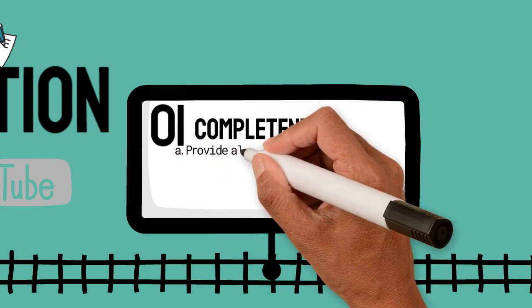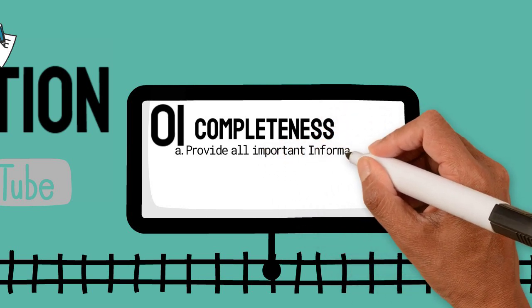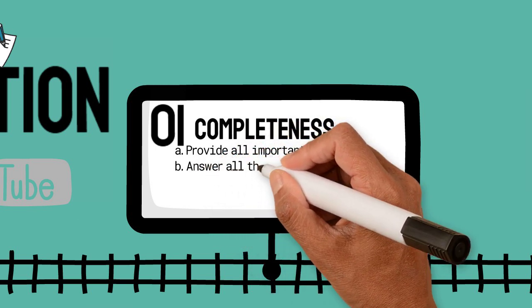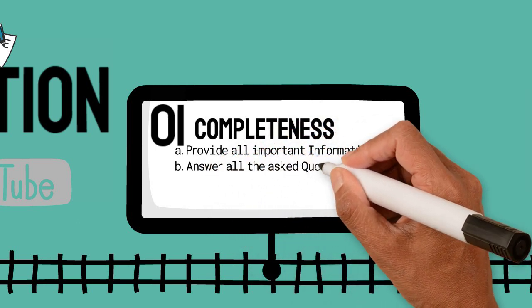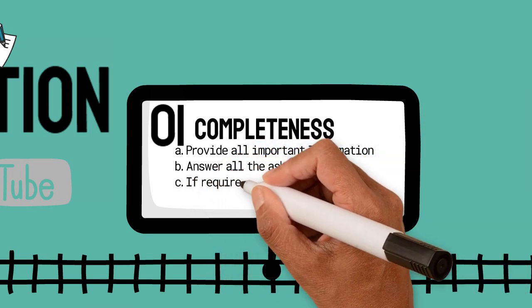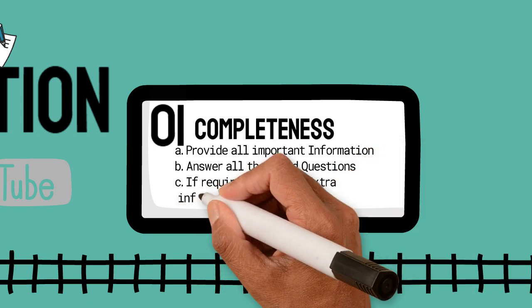The first C is completeness. It means that you must provide all important information, answer all asked questions, and if required, give some extra information as well.